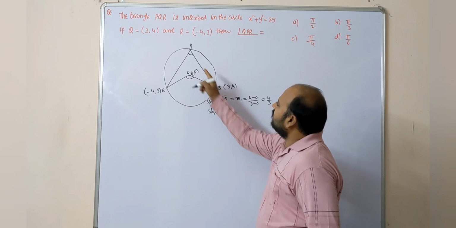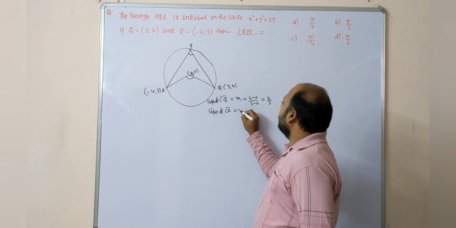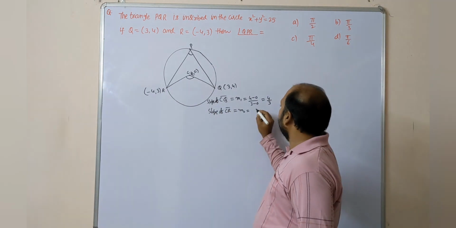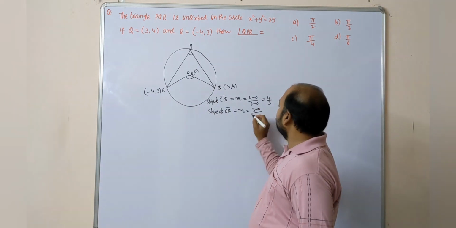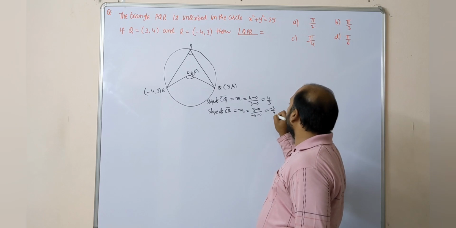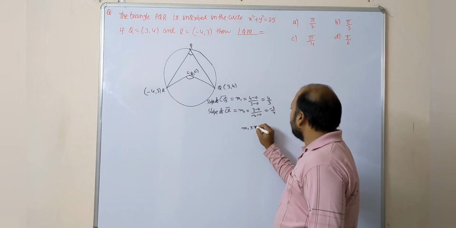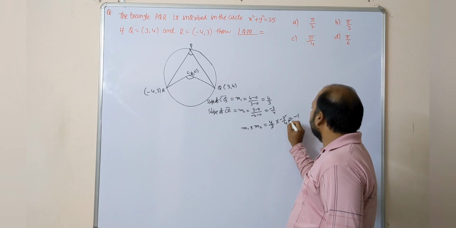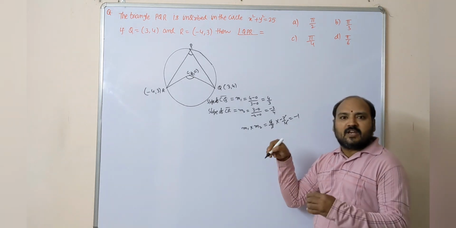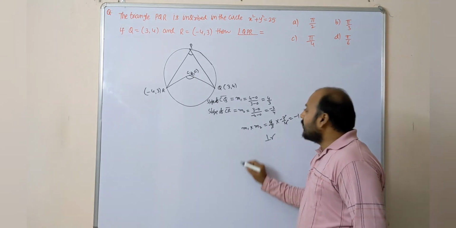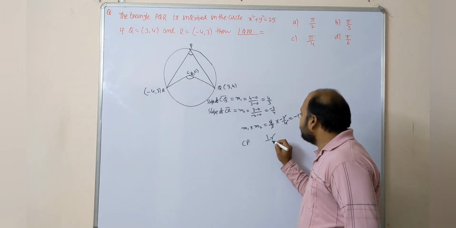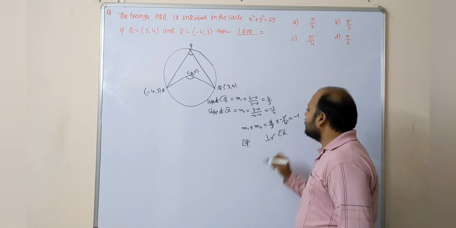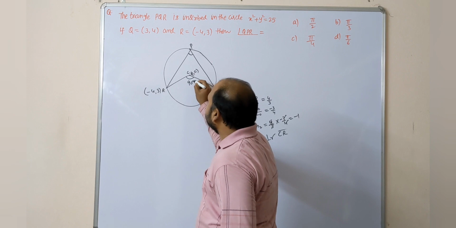Slope of CR, M2, y2 minus y1, so 3 minus 0 by minus 4 minus 0, so minus 3 by 4. The product of these two, m1 into m2 equals minus 1, no? 4 by 3 into minus 3 by 4. Whenever the product of two slopes equals minus 1, they are perpendicular lines. That means CQ is perpendicular to CR, so the angle between them is 90 degrees here.